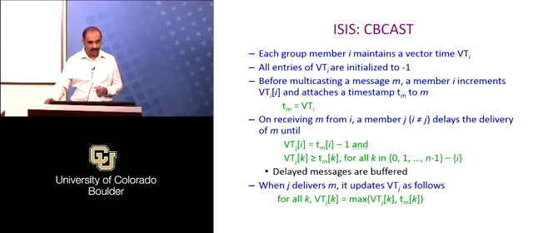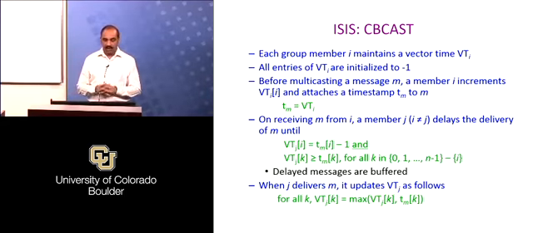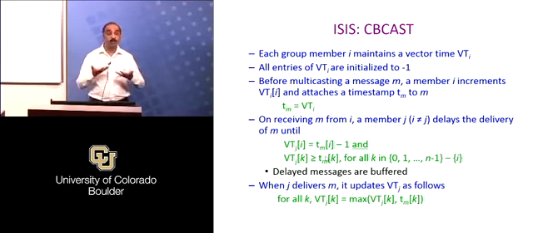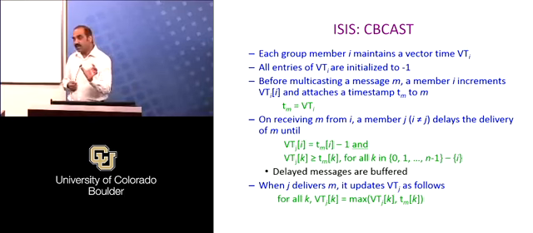Now, when a message is received, this member J is going to delay the delivery of M until these 2 conditions are satisfied. So we are talking about this middleware layer. You receive this message, and this message contains a timestamp with it. Now you will keep this message in a buffer until these 2 conditions are satisfied.